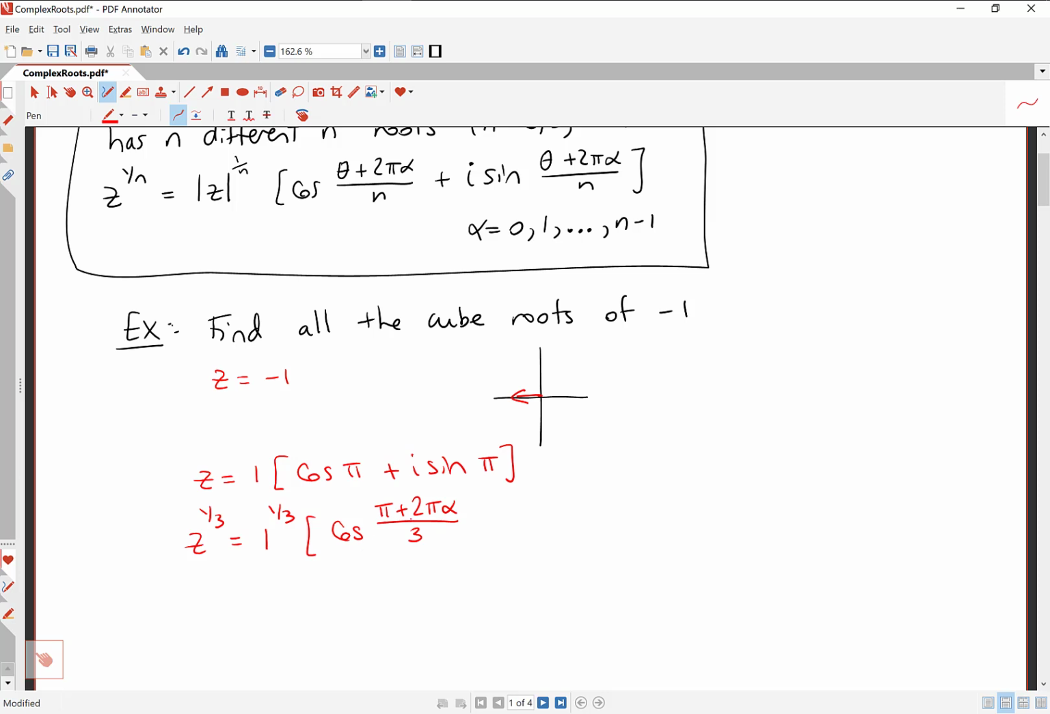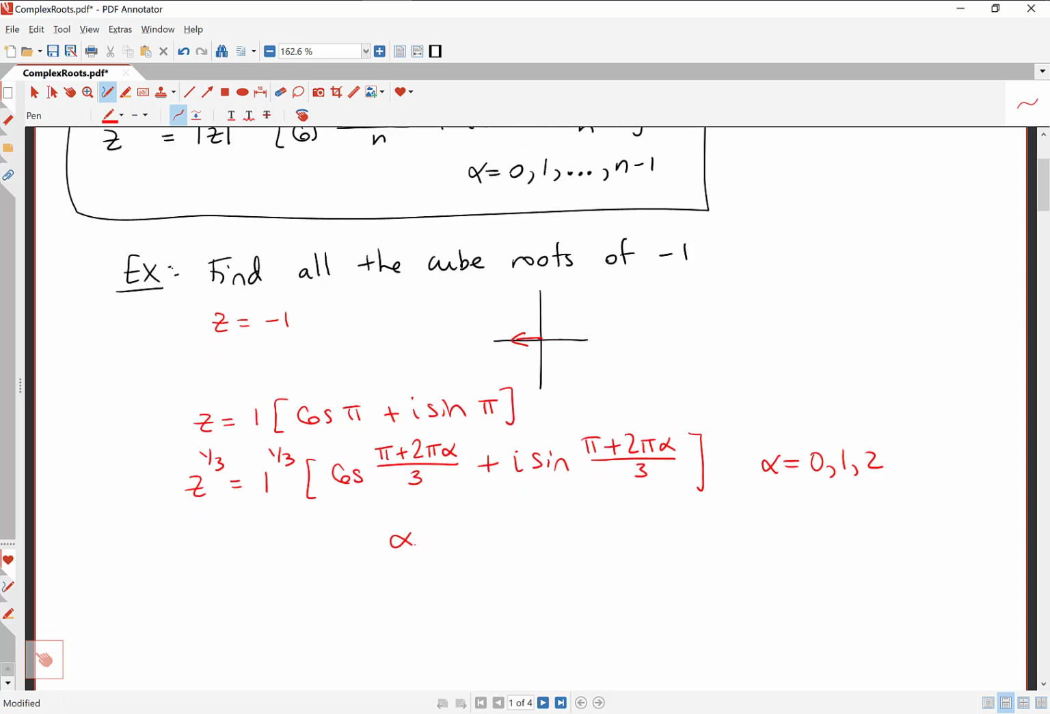So in this case, cube roots means n equals 3. So cos of pi plus 2 pi alpha over 3 plus i sine of that same angle, pi plus 2 pi alpha over 3. The alpha values here are going to vary between 0 and 2. In general, you're going 0, 1, all the way up to n minus 1. So in this case, 0, 1, and 2. Now the hardest part of this calculation is just getting that angle simplified. So what we can do here is make a little table based on our 3 alpha values and just work out what pi plus 2 pi alpha over 3 actually simplifies to.